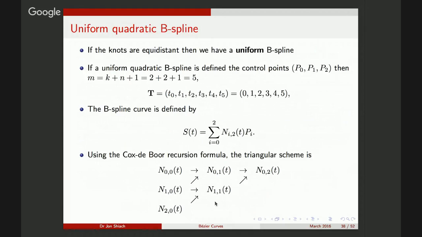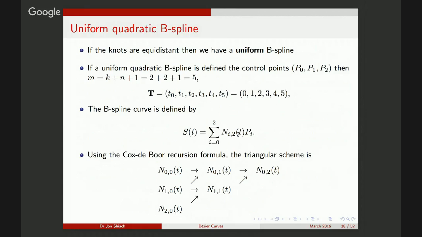So for example, if I wanted a quadratic B-spline, which is defined by 3 control points, then I need 5 knots. Well, I'd actually need 6 knots. So for example, you'd have 0, 1, 2, 3, 4, 5 as our knots. In the B-spline curve, sum from i equals 0 to k. In our case, k is 2, it's quadratic, so we have Ni,2.